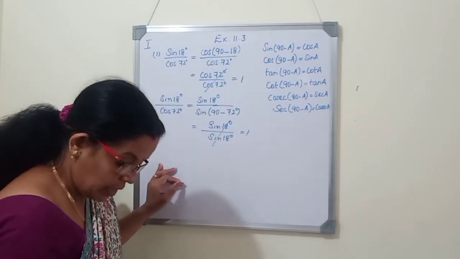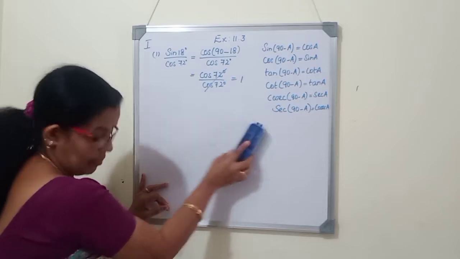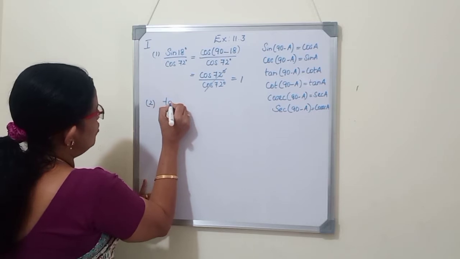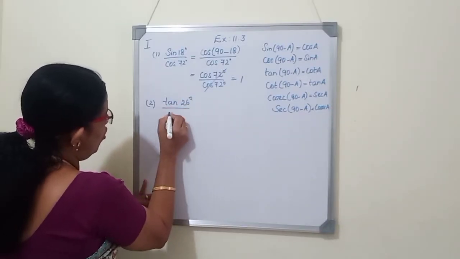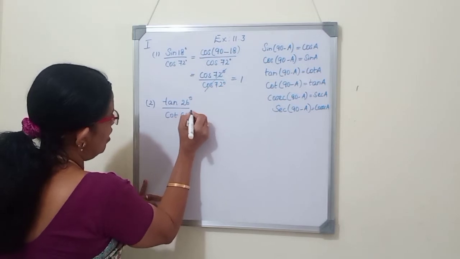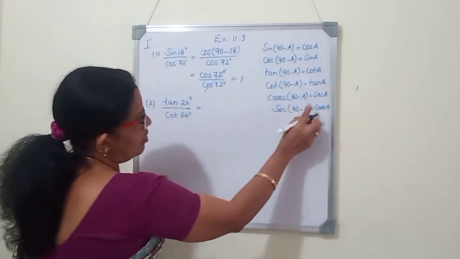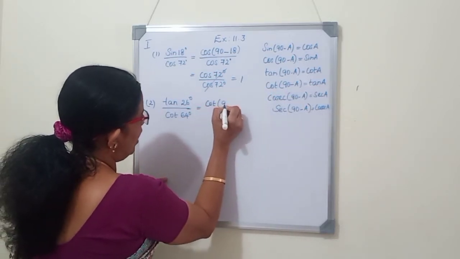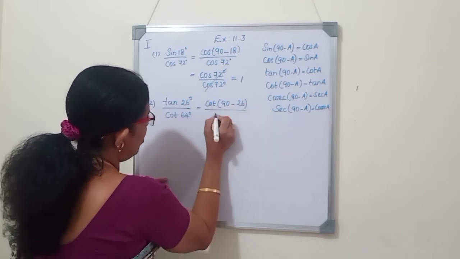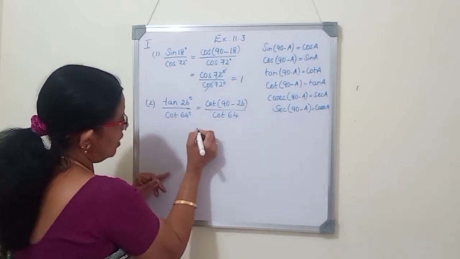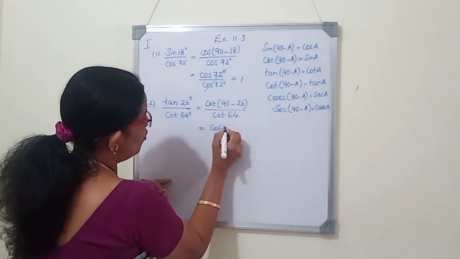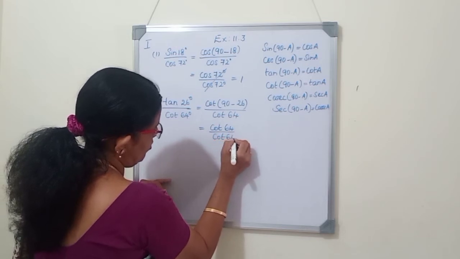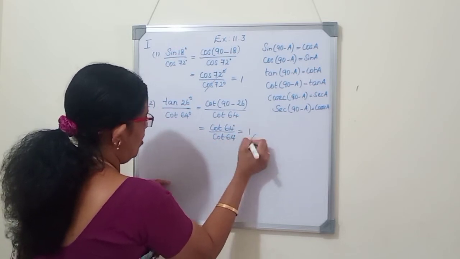Now we will see the second question. Second question is tan 26 by cot 64. Tan 26 divided by cot 64. The same way we have to write. If you change tan 26, we have to see that what is tan A. Tan A is cot 90 minus A. So we will write cot 90 minus 26 by cot 64. 90 minus 26 is 64. So cot 64 by cot 64 equals 1.